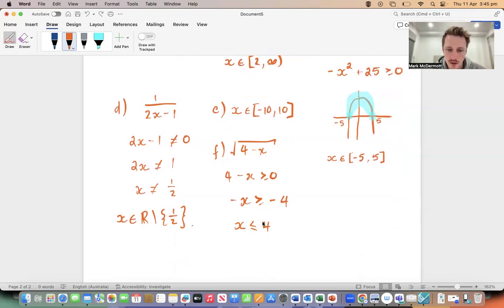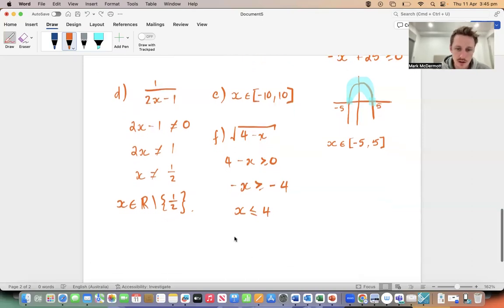Even if I put in a negative number, so x equals negative 1. So it's 4 take away negative 1, which would be 5, and you can take the square root of 5. So our final answer for this would be x is an element of, okay, you can have anything from negative infinity, you can have all negative numbers up to 4, and you can include 4. So that would be your answer for that one there.